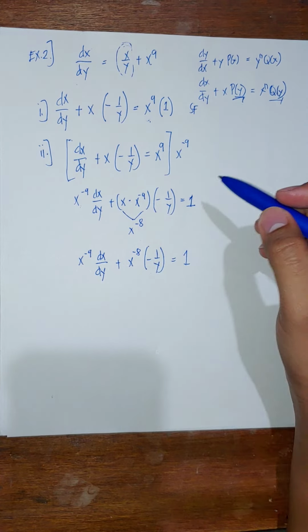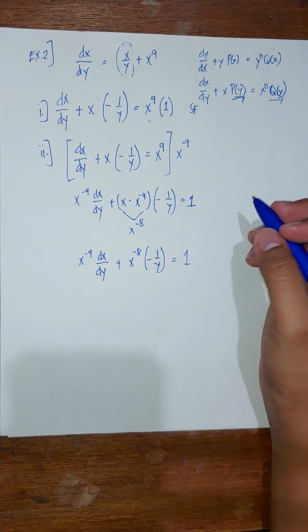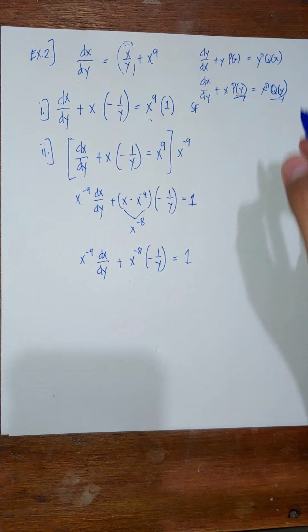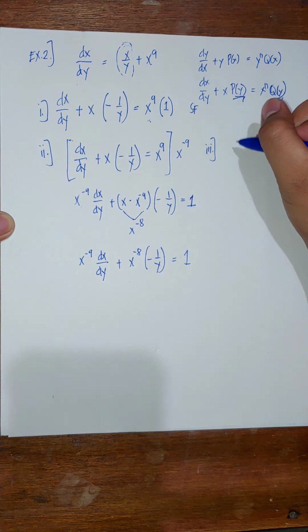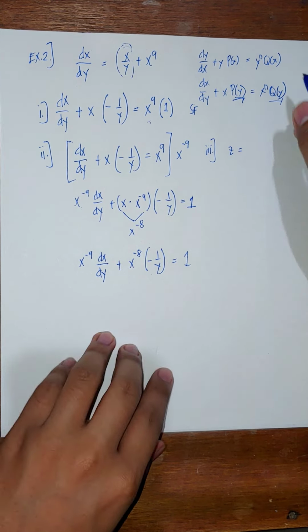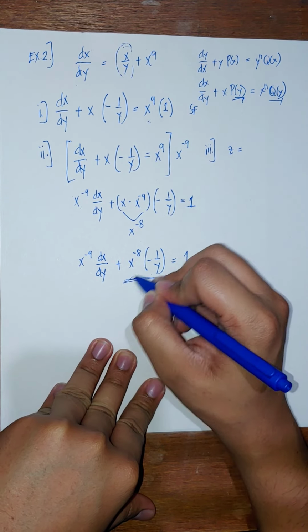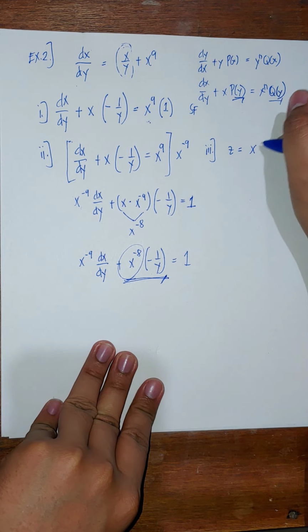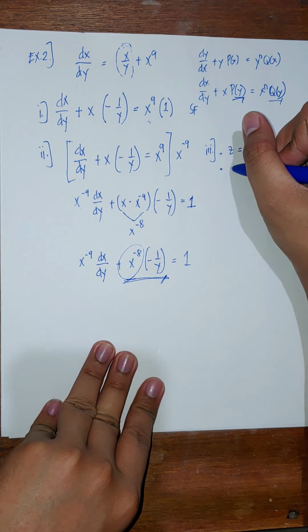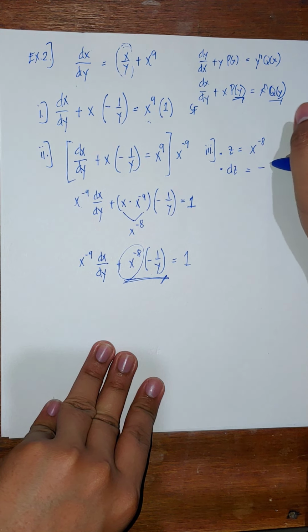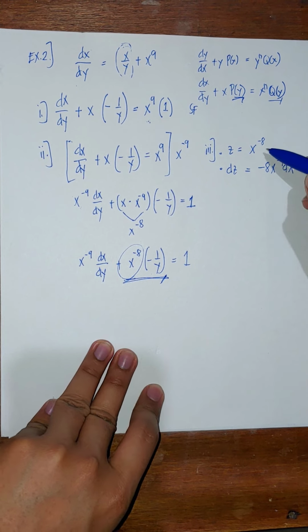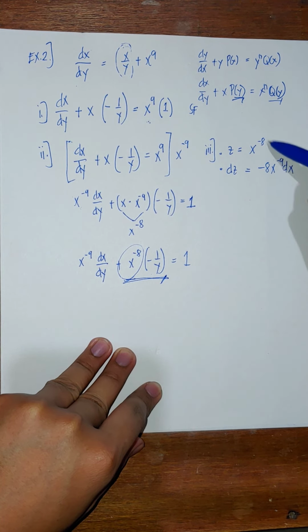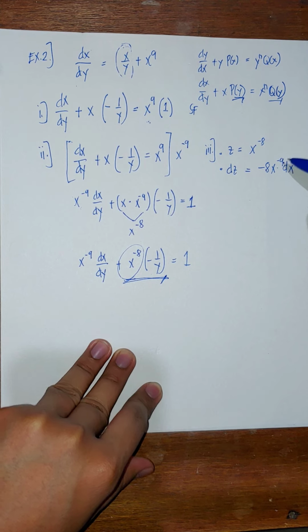So after transforming this equation, what do we do next? If you remember, we substitute variables. So let z be equal to the coefficient of p of x, which is x to the negative 8. So x to the negative 8. So the derivative with respect to x is dz equal to negative 8 x to the negative 9 dx. This is just by the power rule. So negative 8, and then x raised to negative 8 minus 1, which becomes negative 9.